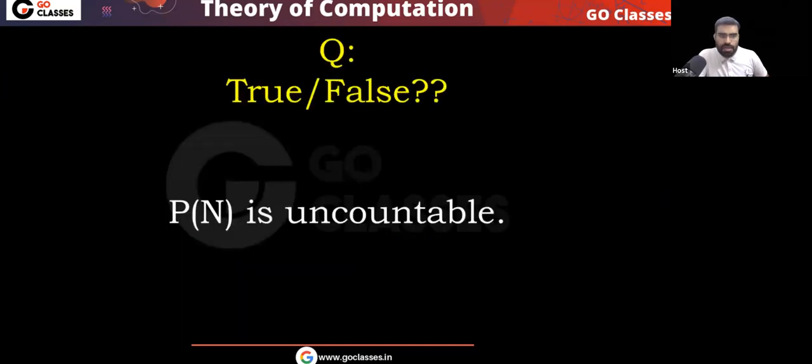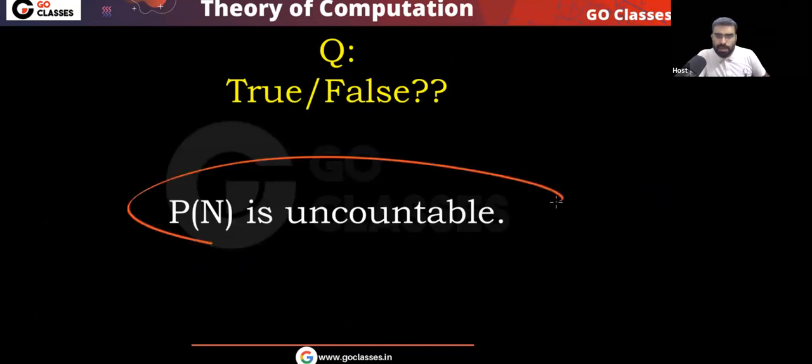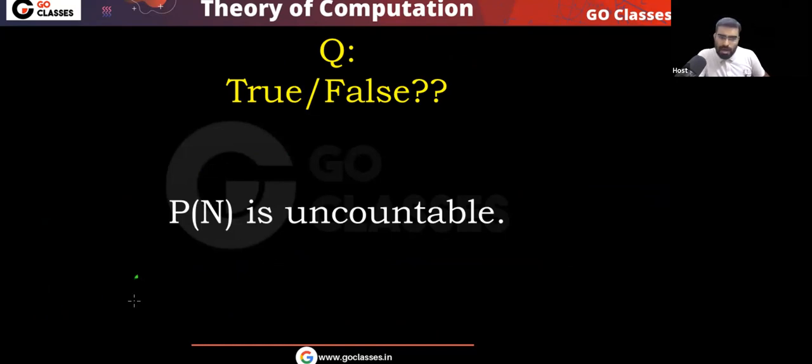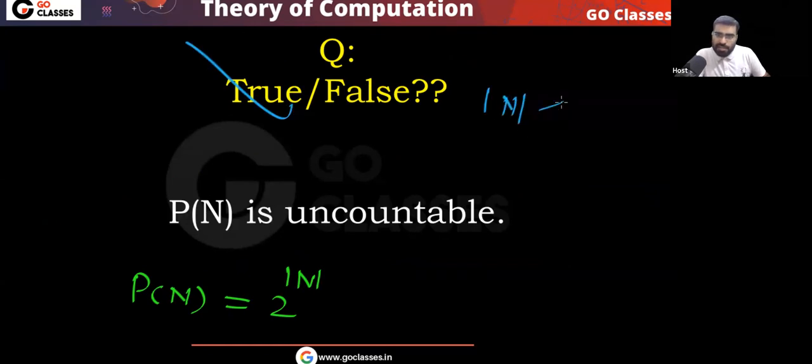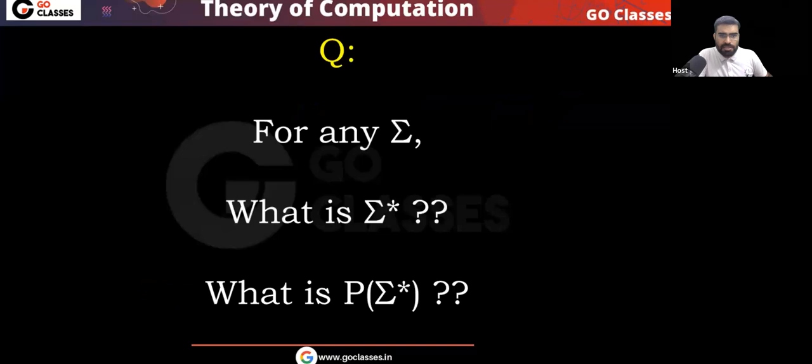Now let's move on. Tell me the answer for this question. P of N is uncountable. Power set of N, that means 2 to the power cardinality of N, is uncountable. Yes, this statement is true, because you know that cardinality of N is strictly less than cardinality of P of N, and this is the definition of uncountable.